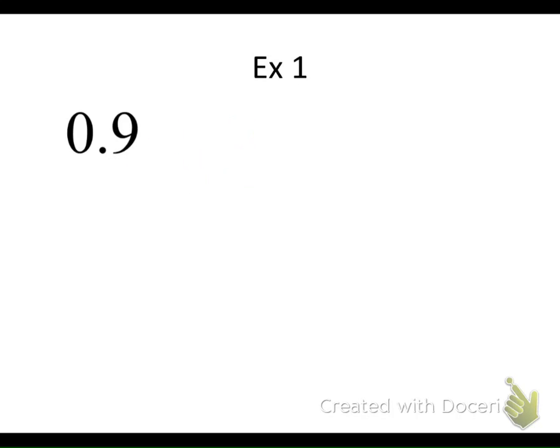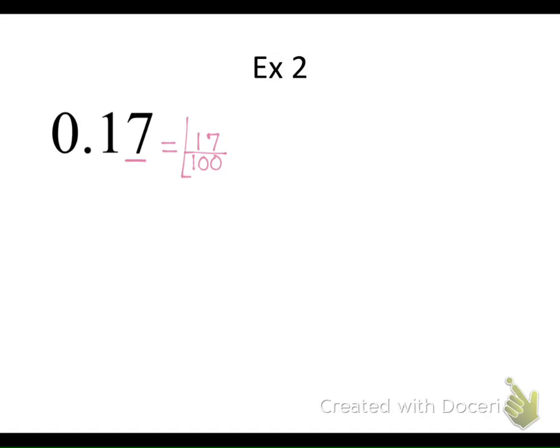Okay, let's look at the next example problem. Who can read this number to me? Good. 17 hundredths. So, again, we're going to look at the place value of our last digit, which is the 7. What place value is that? Hundredths. So what's my denominator? 100. Then my numerator is the number without the decimal, which is 17. Can you reduce 17 over 100? No. So that is your final answer.